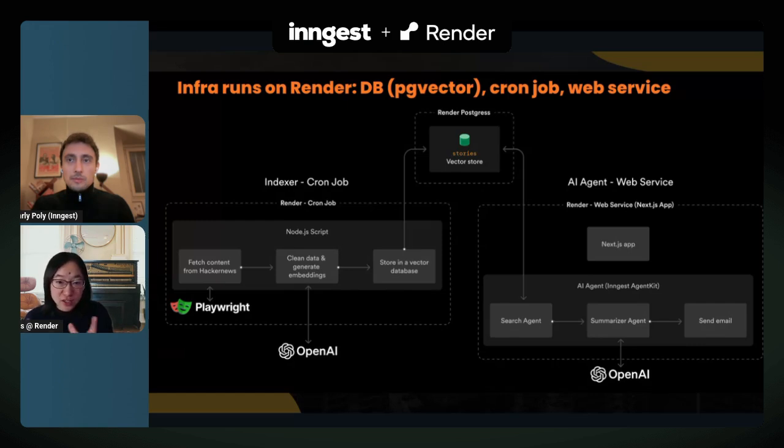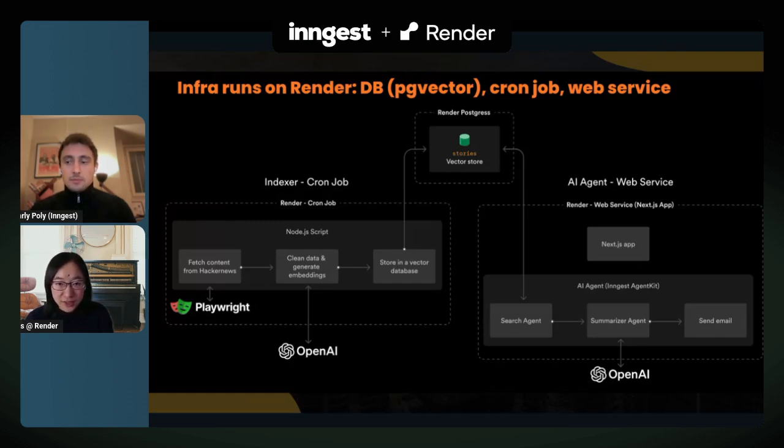The first is our Postgres database. And we'll dig into this a bit more, but this stores our Hacker News stories as well as our configurations, like the email addresses and topics. Then we have our cron job here, which is going to fetch Hacker News stories and put them in our database. And finally, we have our web service, which both hosts the UI as well as the agent AI workflow.